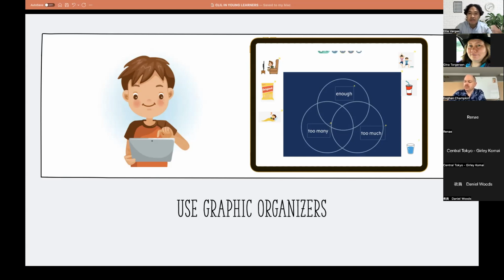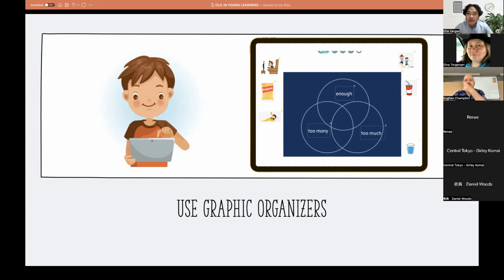Okay, so the words are watch TV, eat potato chips, get rest, and get some exercise. And the grammar point is using enough, too many, and too much. So this is Loyola Note, the program that we use in our school.